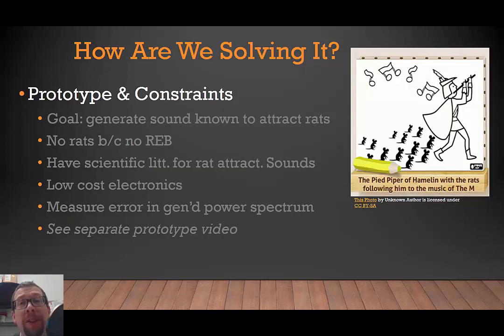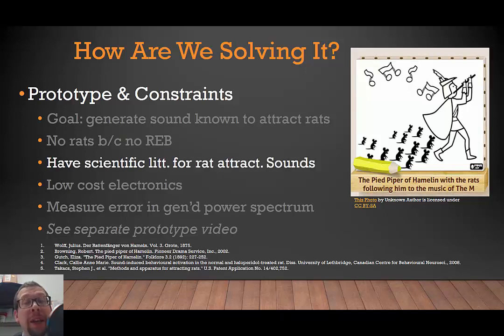So how are we going about solving this particular problem? Well, we have developed a prototype, and that prototype has a number of constraints. The work itself involves the generation of sound to attract rats, and it is inspired and determined in large part based on our interpretation of an important piece of literature called the Pied Piper of Hamelin. We currently have no rats to test on because of lack of Research Ethics Board approval.